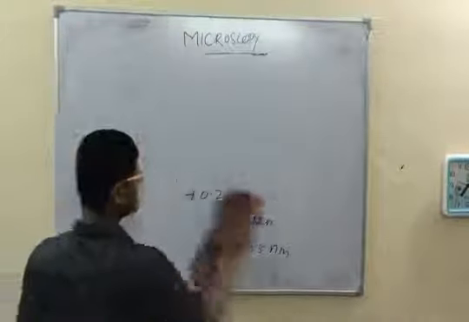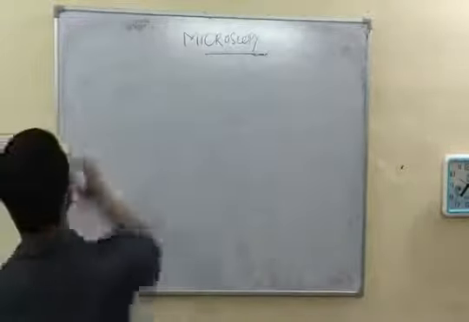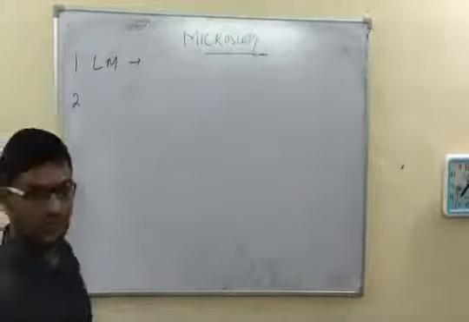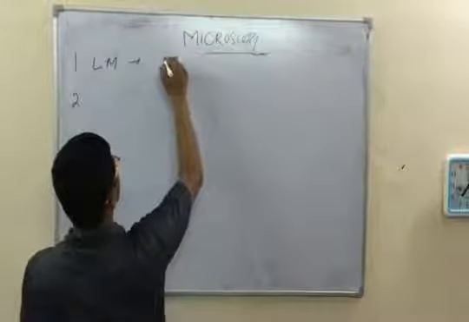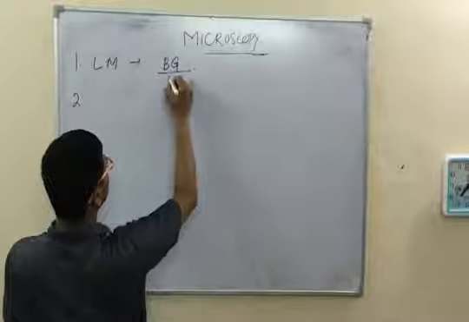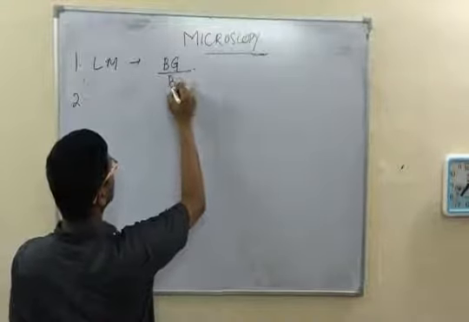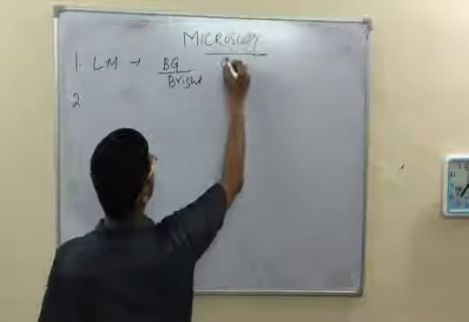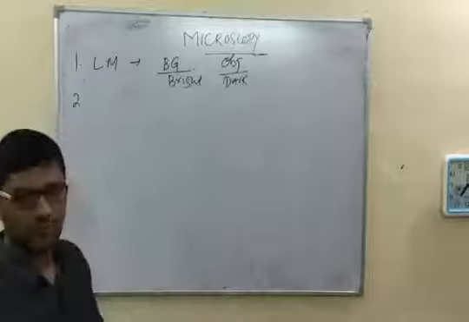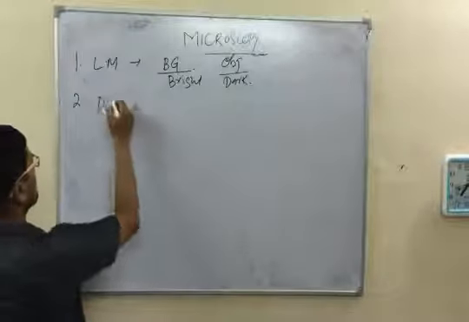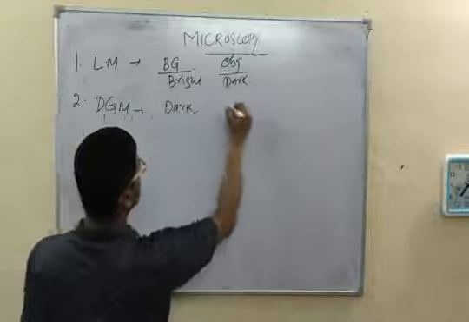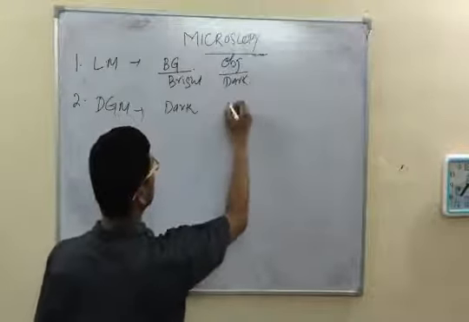Then coming to various microscopes, the light microscope is the simplest one. In the light microscope, the background will be bright and the objects appear dark. In contrast, in dark ground microscope, the background is dark, whereas the object to be focused appears bright.